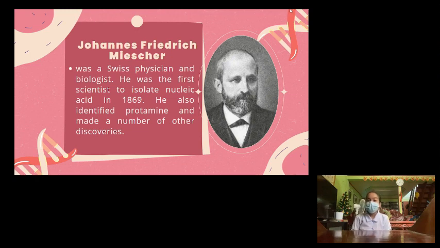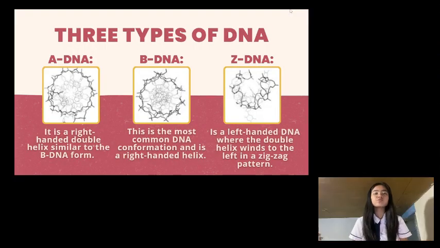Johannes Friedrich Miescher was a Swiss physician and biologist. He was the first scientist to isolate nucleic acid in 1869. He also identified protamine and made a number of other discoveries. We have three types of DNA.